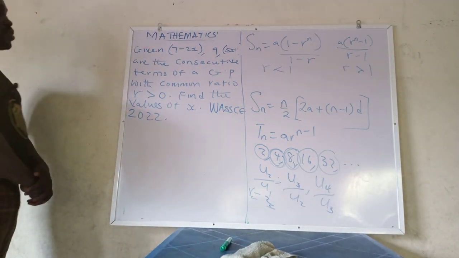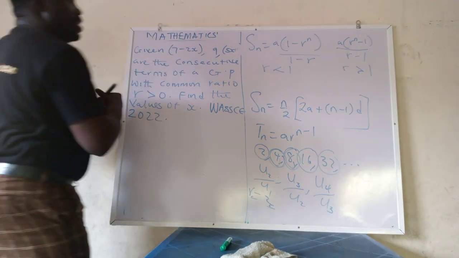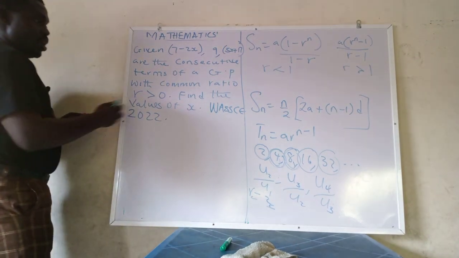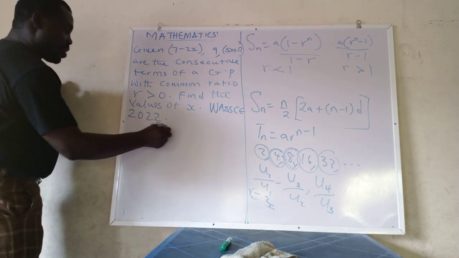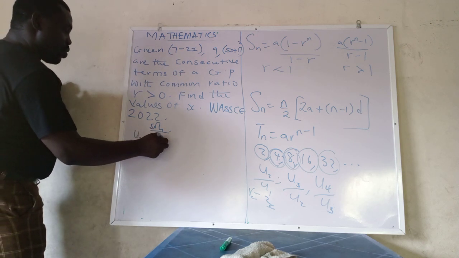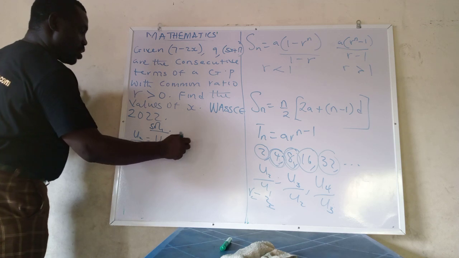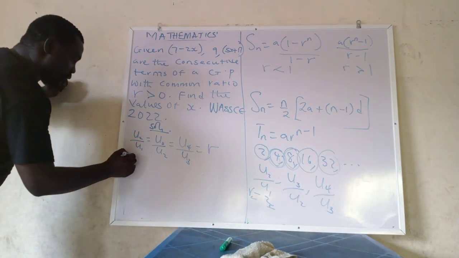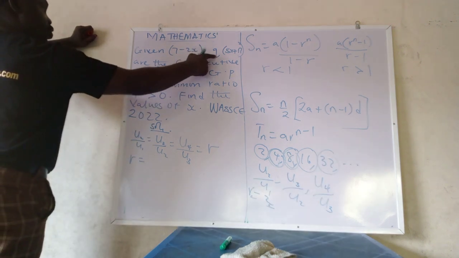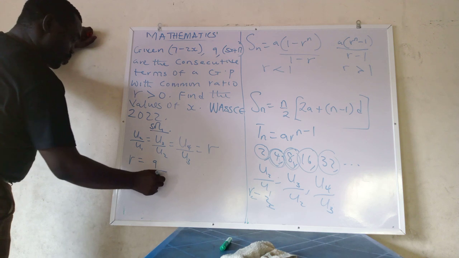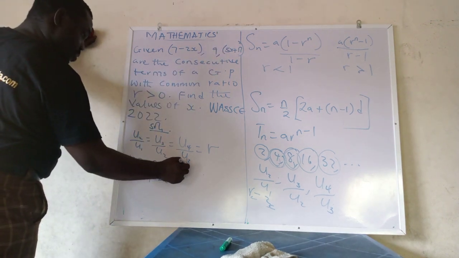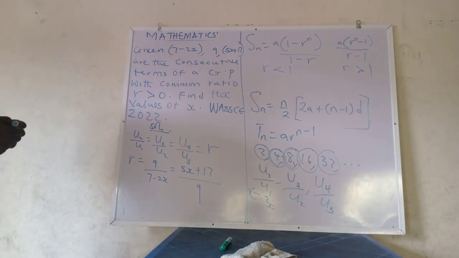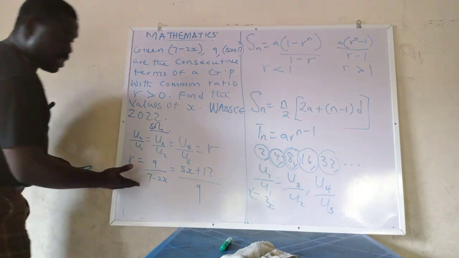So let's solve this question. The question says, given that x minus 2, 2x, 9, and x plus 17 are in a geometric progression, we are asked to find the value of x. So in the solution, we have said that u2 over u1 equals u3 over u2, in getting our common ratio, of course. So our common ratio is going to be u2 over u1, that's 9 over what? Thank you, minus 9. So do you agree with this now?